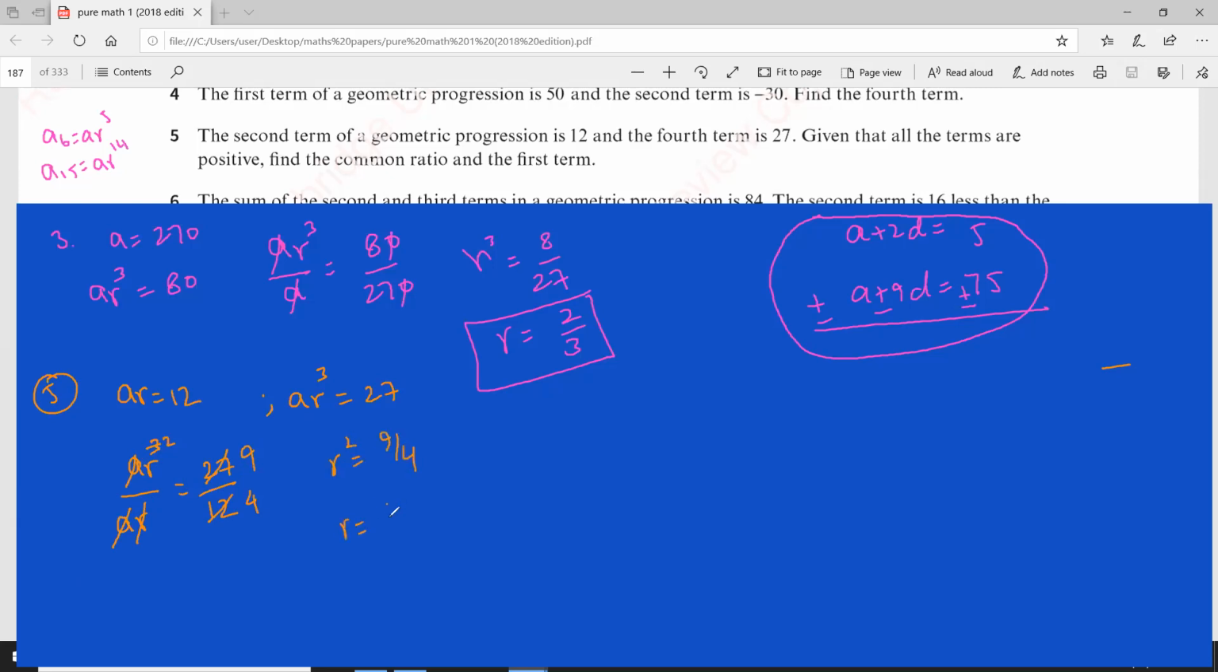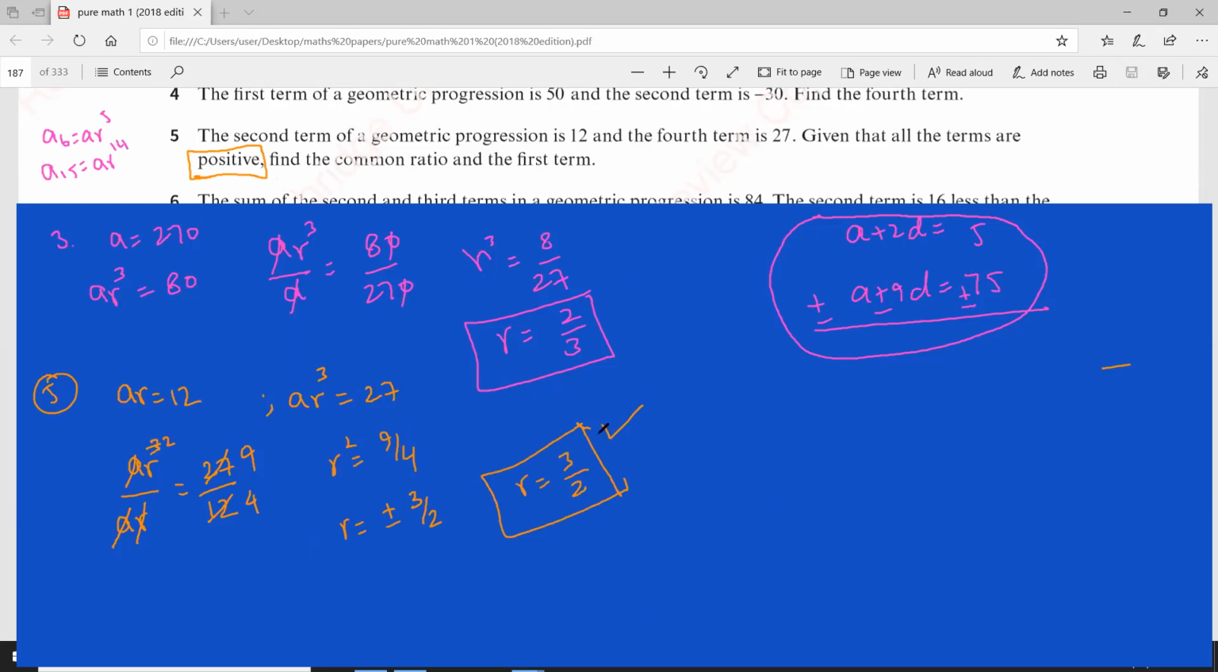Your R is going to be plus minus 3 over 2. As you know, your common ratio can be positive or negative, but here it is saying that all the terms are positive. So what we will be doing here is we'll just keep the positive common ratio, that is our only answer here. R is 3 by 2.